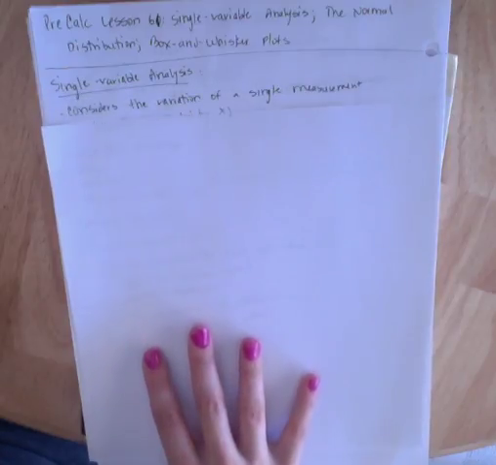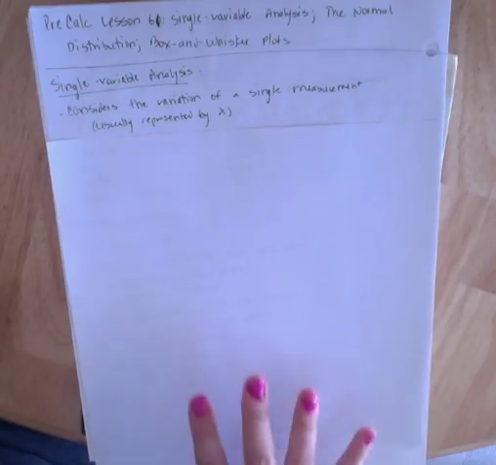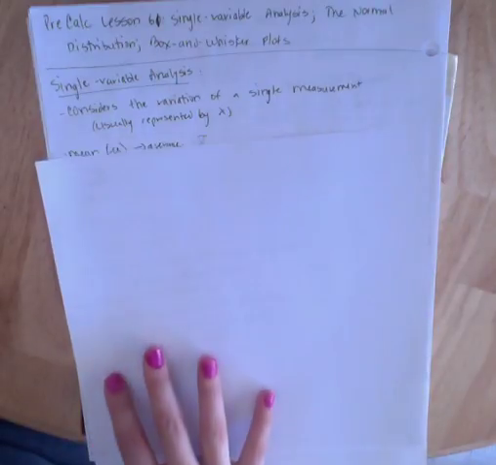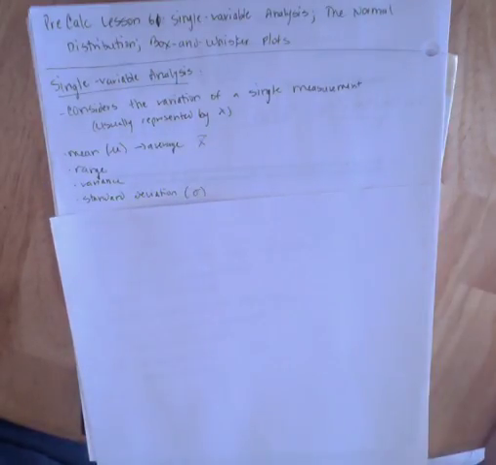Hello everyone, this is Pre-Calc Lesson 61, ignore my little typo there, single variable analysis, the normal distribution, and box and whisker plots. So single variable analysis considers the variation of a single measurement, usually represented by x. And we have these new terms.